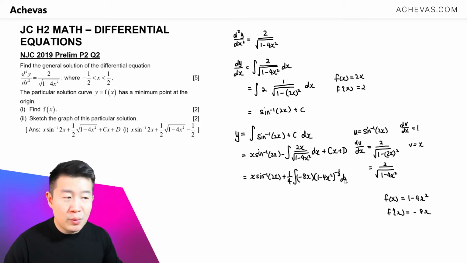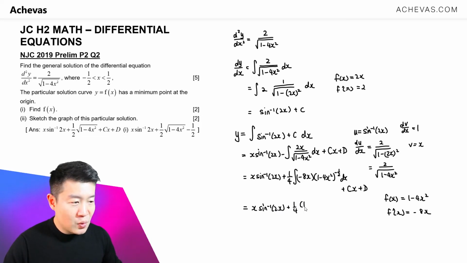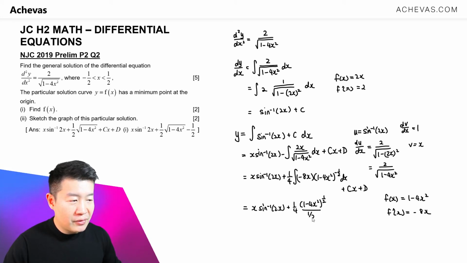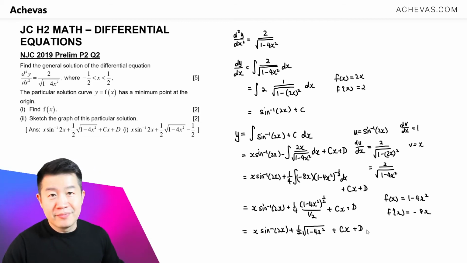And now we are ready to do another round of integration for this. And it is going to be plus cx plus d. So let's try to integrate this. This is going to be equal to x sine inverse 2x plus 1/4. Integrating this, it is 1 minus 4x squared to the power of minus half plus 1. It is going to be equal to half, then divided by half. Then plus cx plus d. So this is equal to x sine inverse of 2x plus half. This is square root of 1 minus 4x squared. Then plus cx plus d.